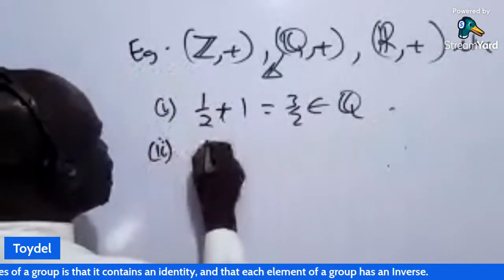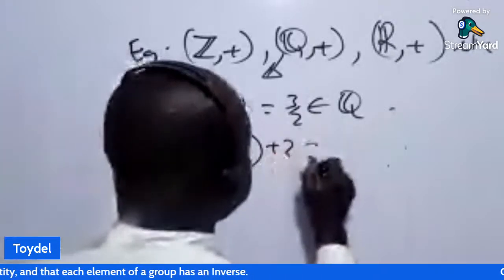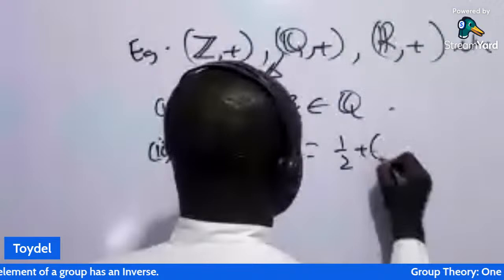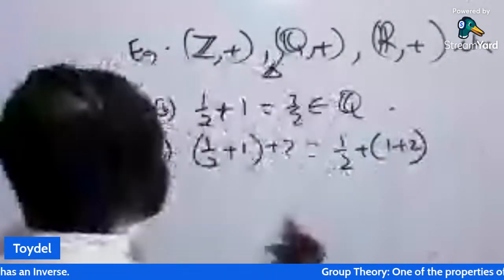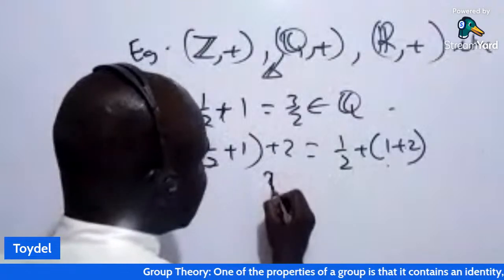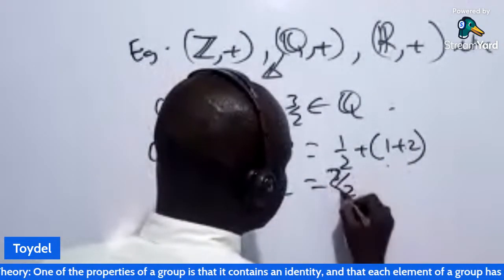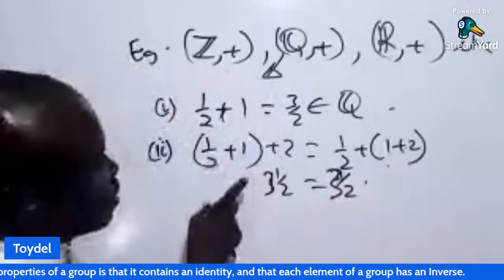The second one: if we say half plus 1, in brackets, plus 2, is it the same thing as saying half plus, in brackets, 1 plus 2? Are we going to get the same answer? Let's check. This is 1 and a half. 1 and a half plus 2 is 3 and a half. Then this is also 3 and a half, 3 over 1 over 2. So the associative property is also satisfied.